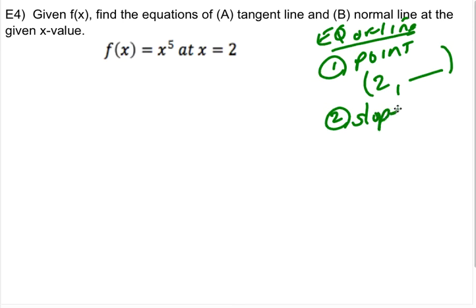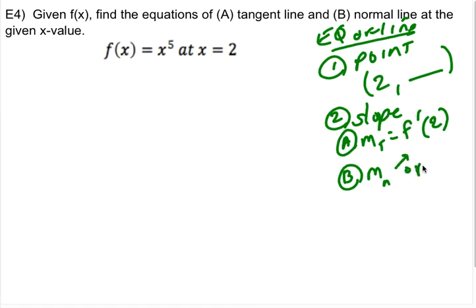And that's true not just in calc, that's true in all of the math that you've learned since algebra, right? So I need a slope. Remember that for part A, my tangent slope is going to be the derivative evaluated at 2. And for part B, my normal slope is going to be the opposite reciprocal of whatever I got for the tangent slope.